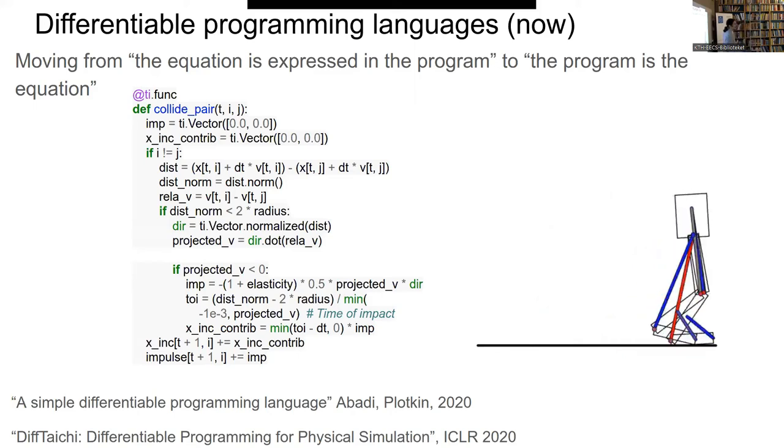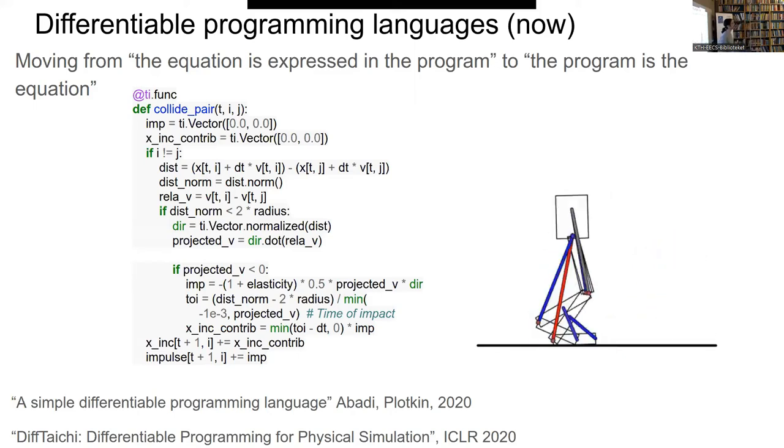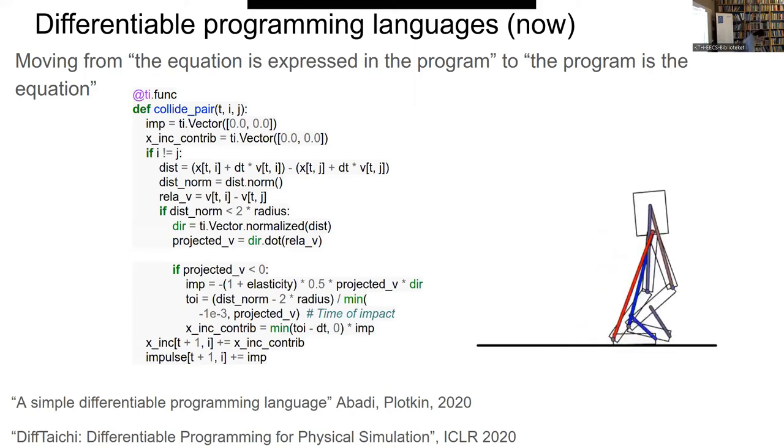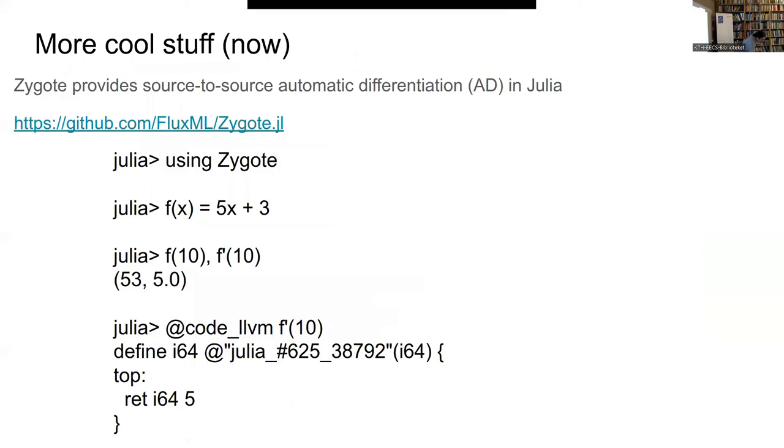Now, this kind of research domain is invented as much in companies as in universities. And let's go to the future and more cool stuff from today. So you may have heard about Julia. Julia is a programming language which is meant to be as natural as Python and as fast as C, invented at MIT. And in Julia, there is a package called Zygote. And what Zygote does is that it provides source-to-source, so it relates to what you were saying, automatic differentiation directly in Julia.